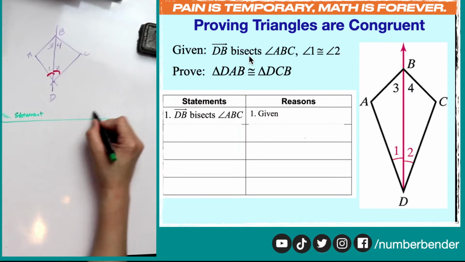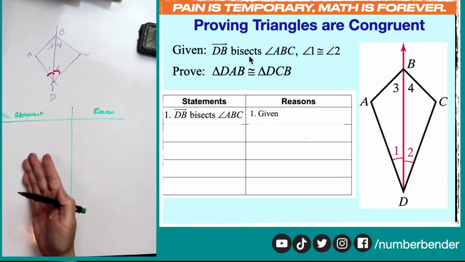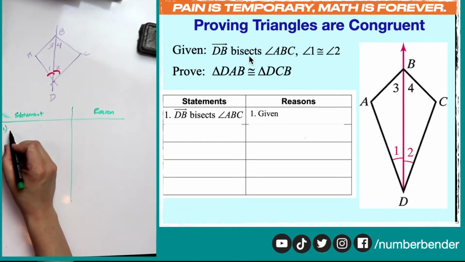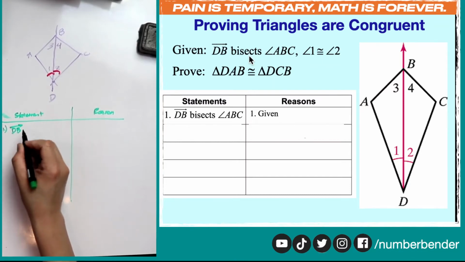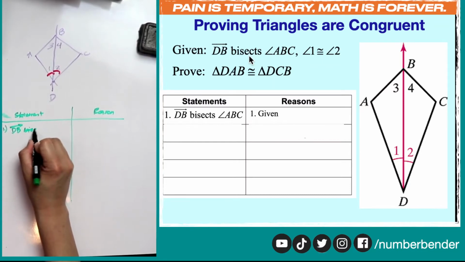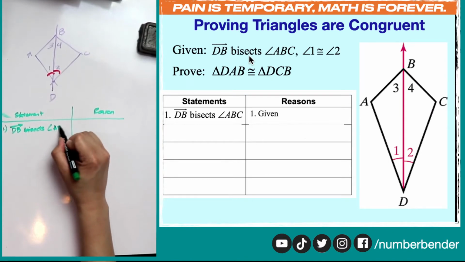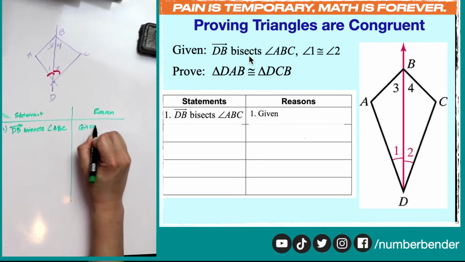And this will be our reason. And this is called the two-column proof. So the first line of our proof is that we know that ray DB bisects angle ABC. And we know that because it is given.